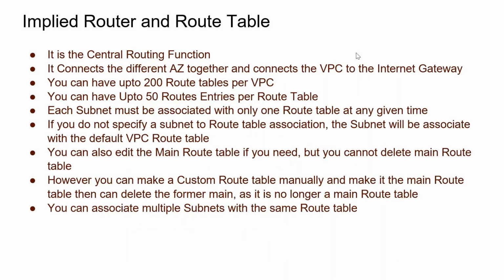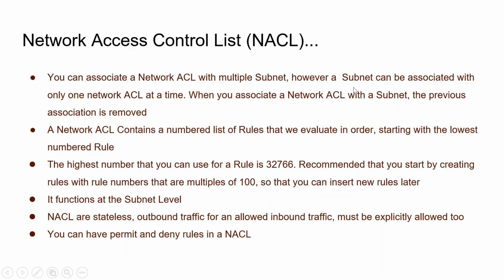A NACL contains a numbered list of rules that we evaluate in order, starting with the lowest numbered rule. So every NACL will have rule numbers, actually starting from 1, 2, 3 like that. The highest value number you can give is 32,766. That means these many rules you can have.